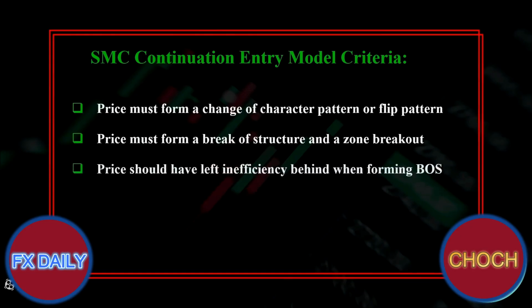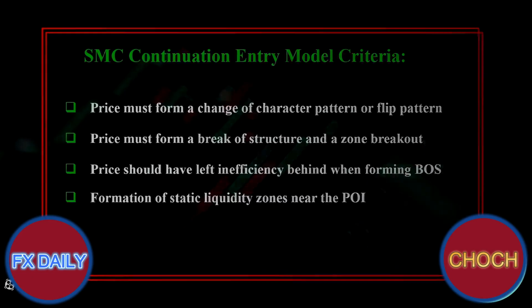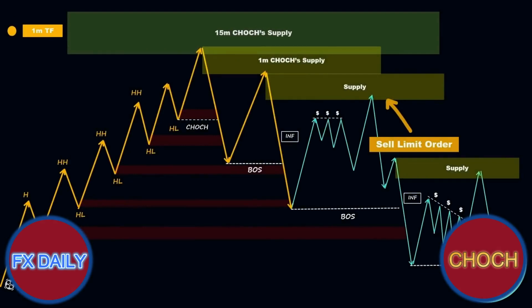The third rule: when creating a break of structure, the price should have left an inefficiency on the chart. And the fourth rule, which is the most important, there should be static liquidity areas close to our desired area in order to have a suitable position in a continuation trade. All these conditions must be fully met and there are no exceptions. In this example, all the desired conditions are met.